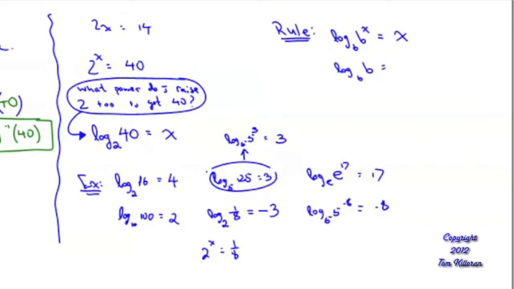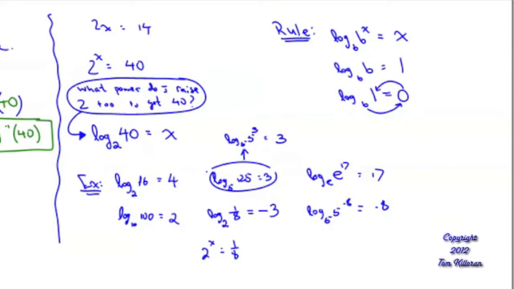If you have log base b of b, the answer is 1. Because the power up here is 1. Log base b of 1 is going to equal 0. Because anything raised to the 0 power is equal to 1. B raised to the 0 power is equal to 1. Ooh, watch my finger pattern here. B raised to the 0 power is equal to 1.